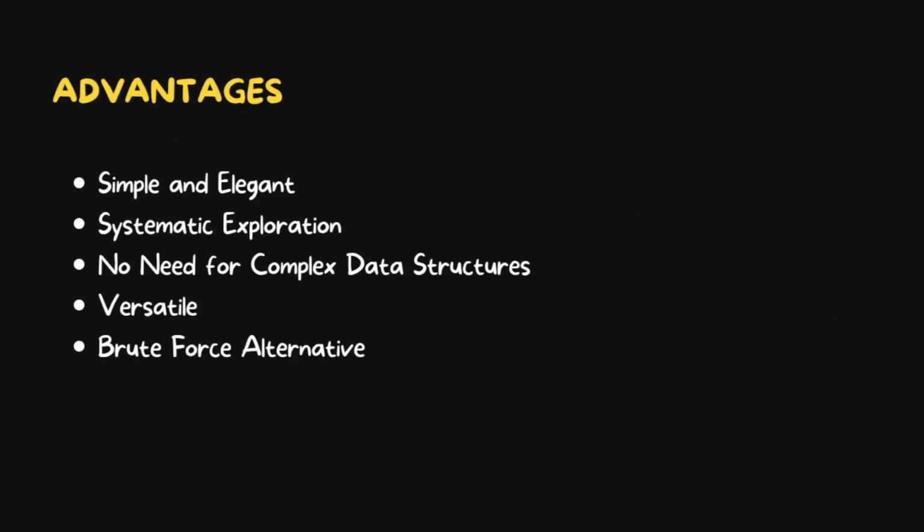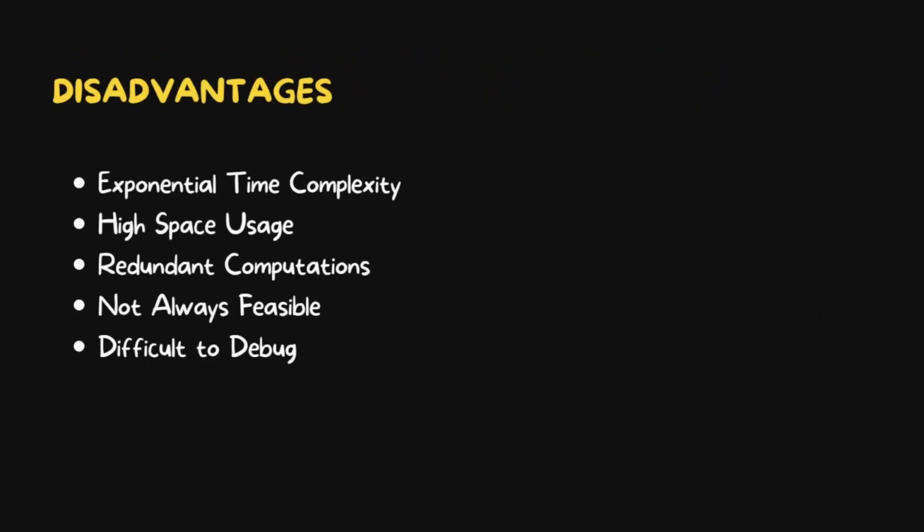Some of the advantages include that it is simple and elegant. It breaks the problem into smaller, manageable subproblems. Systematic exploration, it checks all possible solutions. No need for complex data structures. It is versatile and a brute force alternative. Some of the disadvantages of backtracking include its exponential time complexity, it can be very slow for larger inputs, high space usage since recursion uses stack space, and redundant computation. It might explore the same subproblems repeatedly, that is not always feasible, and it is difficult to debug since recursive logic can be tricky to trace.